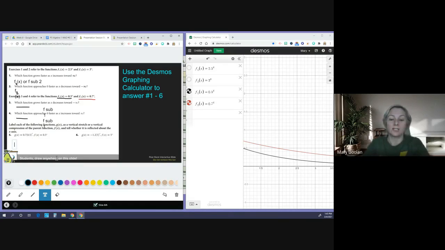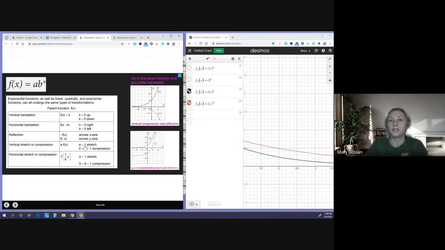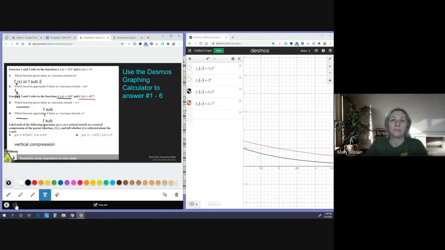That you can type out. That's nice because we can actually just type these words. Vertical compression. And then is there a reflection? Well, if you look back over here, a reflection depends: is there a negative there or not? No negative. So no reflection.